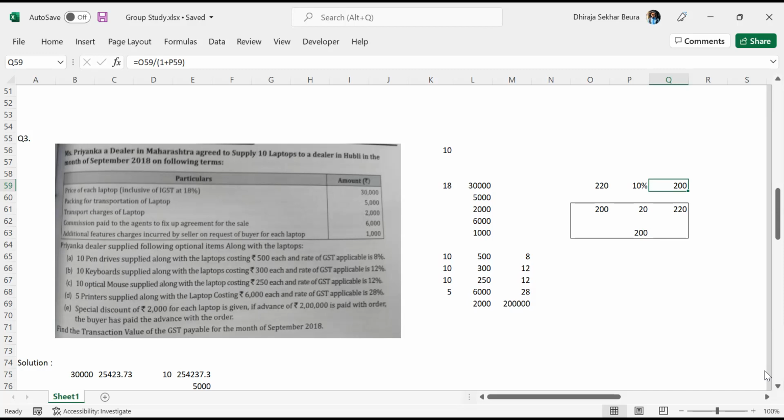So everything will be clubbed together and GST will be charged on the whole. Now, 10 keyboards supplied along with the laptops costing 300 rupees each, and the rate of GST is 12%. 10 optical mouse supplied along with the laptop costing 250 each, rate of GST applicable is 12%. 5 printers supplied along with the laptop costing 6,000 each, rate of GST applicable is 28%.